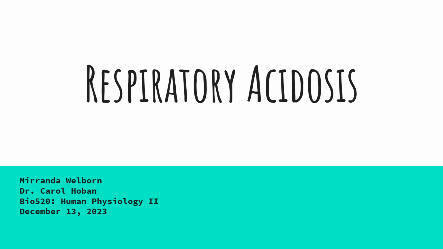This week we've been talking about the acid-base balance within the human body. One of the main organ systems associated with acid-base balance is the respiratory system, the urinary system, and the excretory system. Today we'll talk about respiratory acidosis.